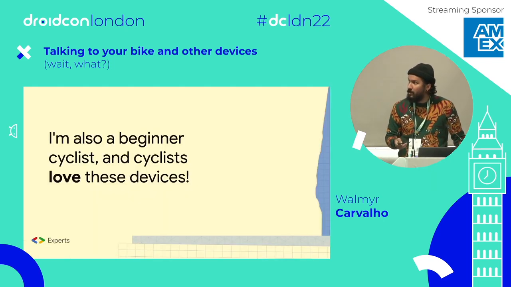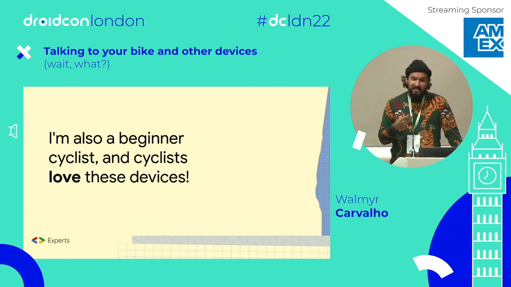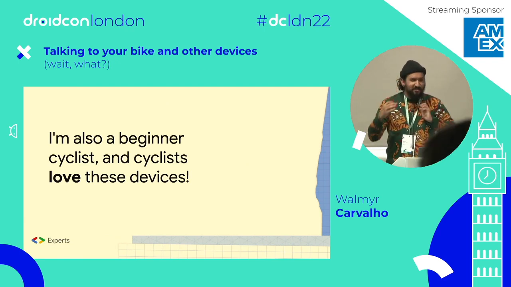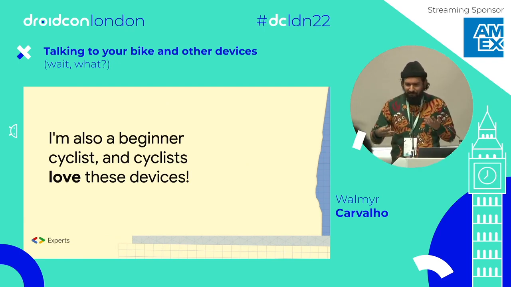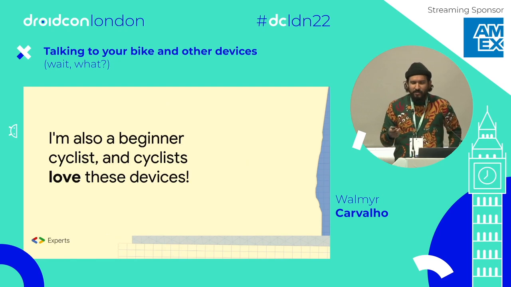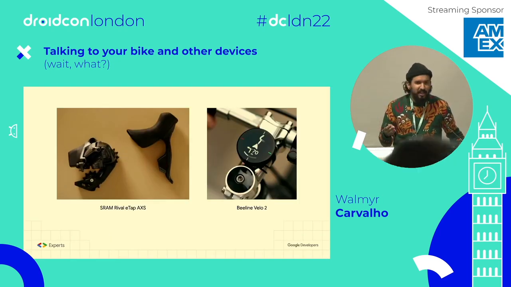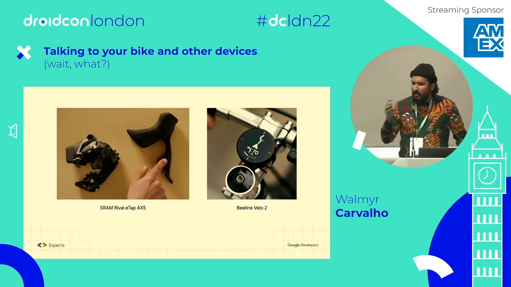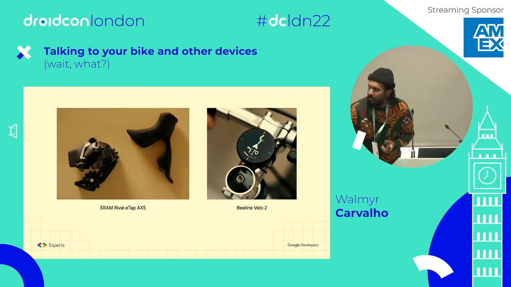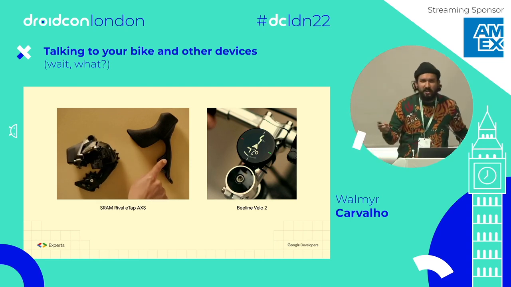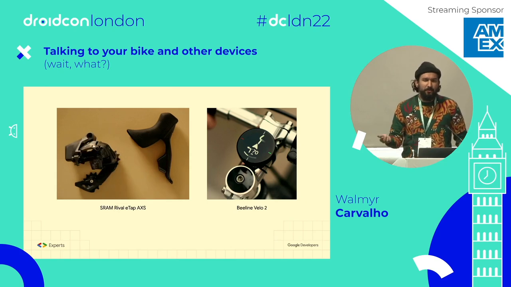I'm also a beginner cyclist, so I have a lot of these kinds of smart devices with me as a cyclist. You see they have these smart shifters without cables, wireless stuff. They also have cool devices like the Beeline Velo, which is a navigator, so you can pair it with your phone and don't need to take your phone out too much to see the route, so it's kind of cool.